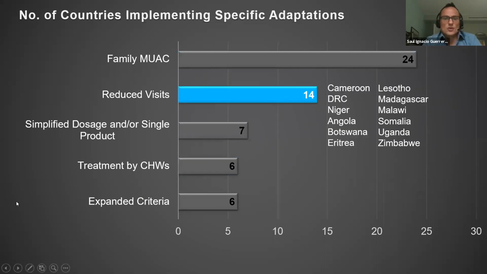Oh, yep. So then we're also seeing more and more reduced visitations. What this means is really caregivers being asked to come for visits to the OTPs not every week or every 2 weeks, but potentially once a month, or potentially if it was weekly, moving to bi-weekly. So these are some of the countries where we're seeing that. And then finally, next.